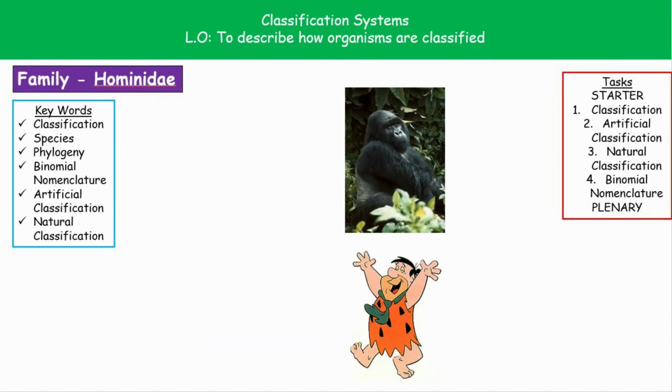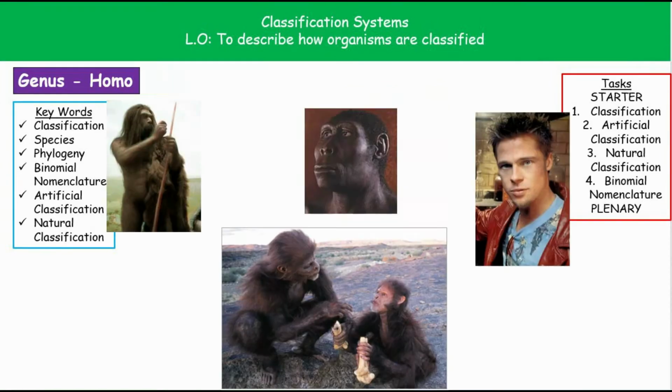So if we come down one more step in our classification, we get to the family. And in this case, our family is going to be Hominidae. Now, when we go into the family of Hominidae, then we lose the monkeys. So it's just us and gorillas. But still not there, so we've got to go another step, which leads us on to the genus.